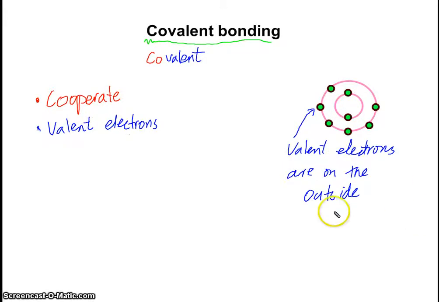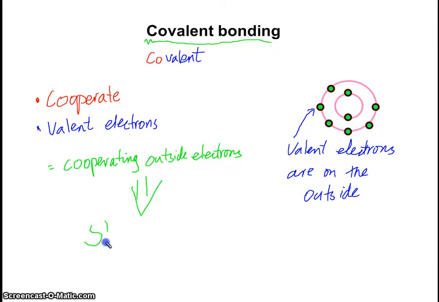So covalent bonding is cooperating outside electrons. They share. So when we think of covalent bonding, we're thinking of atoms that are overlapping with some electrons being shared. I'll show you what I mean.